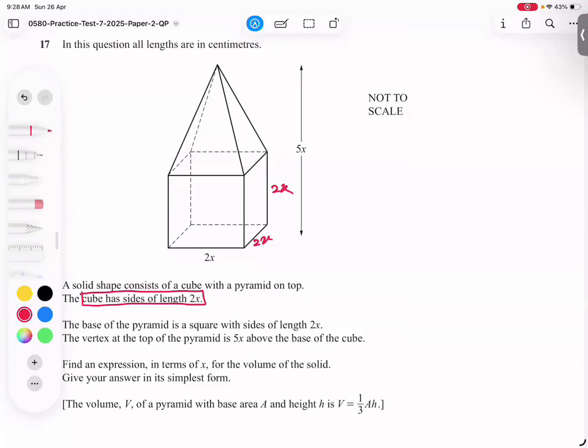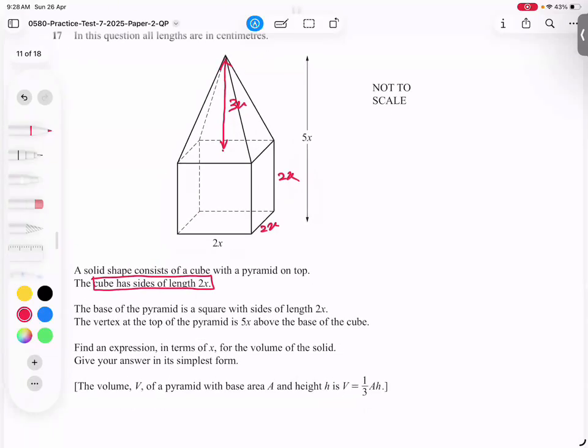It means this full length from here to here is 5x. It means this is also 5x. From 5x subtract 2x, we get 3x. So basically, this part from here till here is 3x. Okay, these are clear. And now we have to find the volume.